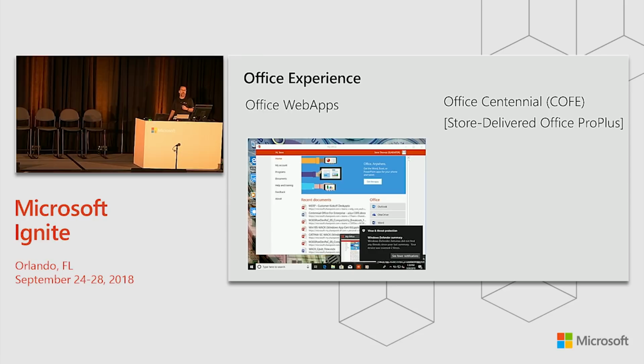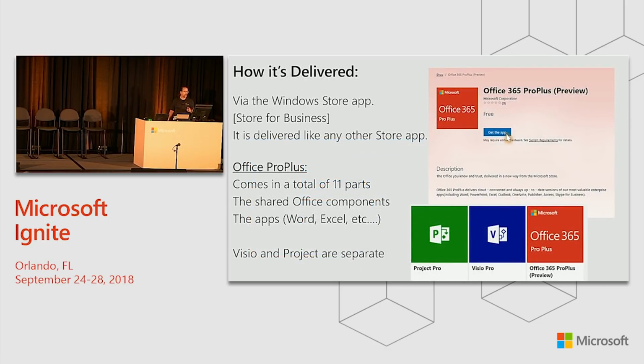We have Office web apps, and if you have onboarded to the preview of Store Delivered Office, or what we call Centennial Office for Enterprise, this is basically where we've taken the Office Click to Run and we have packaged it into AppX so you could actually pull it down from the store. This, of course, requires something greater than an F1 license, but it gives you the opportunity of delivering offline Office to S mode devices, to which it's delivered pretty much like any other Windows Store app. And we have it available in preview in Pro Plus, as well as additional packages for Project and Visio as well.